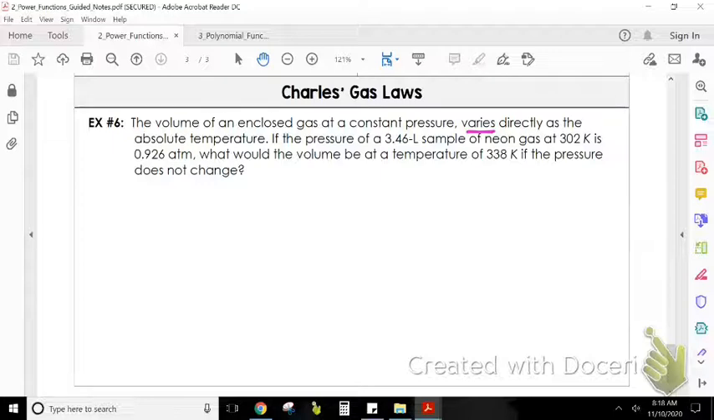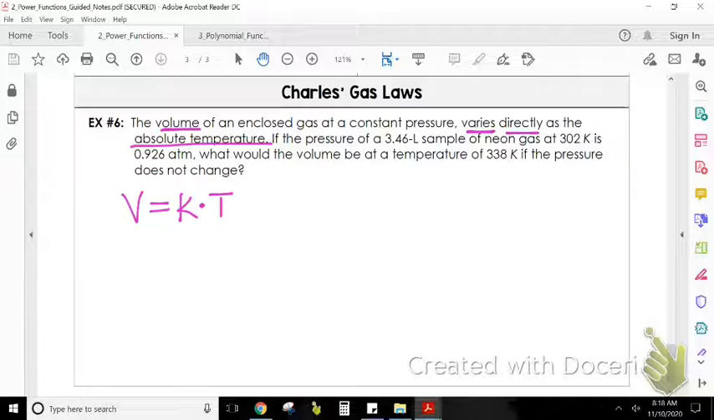Right there. Now this one's a little tricky because it has kind of two things over here, but it's always going to be just one thing on your left side of the equal sign. What varies? The volume of an enclosed gas at a constant pressure. So the volume is what's going to vary. So volume equals k. Directly means times. Remember, inversely means divide. Jointly would be multiplying several variables. So varies directly as the absolute temperature.